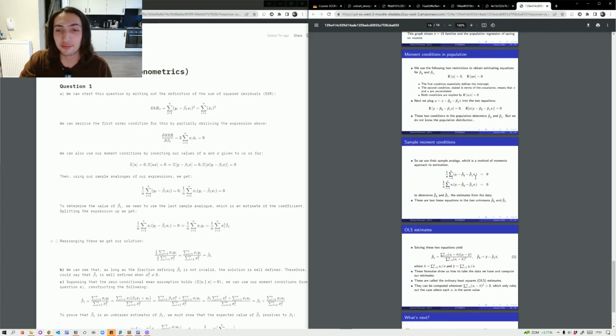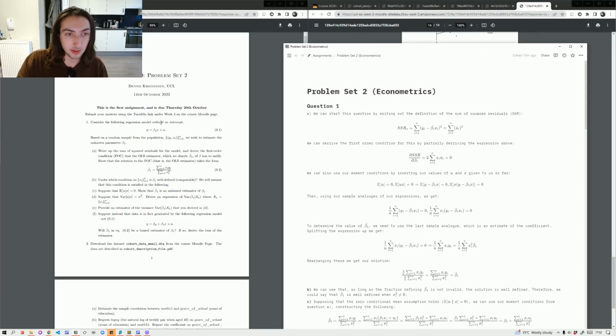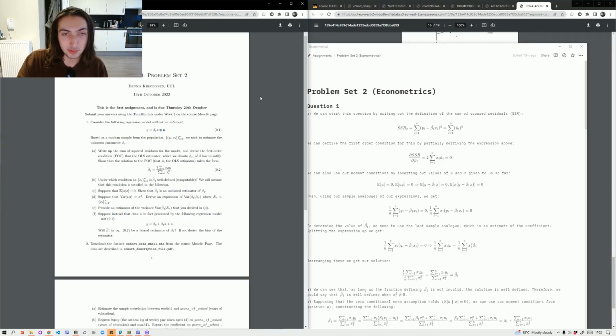Oh, they were here. Here's the moment conditions in the population. Okay, so you have these two restrictions. You have basically the estimated value of u is 0, and the estimated value of u times x is also 0. Using those, we insert what our value of u is, which is y minus beta 1 x, because you can see u is equal to y minus beta 1 x.